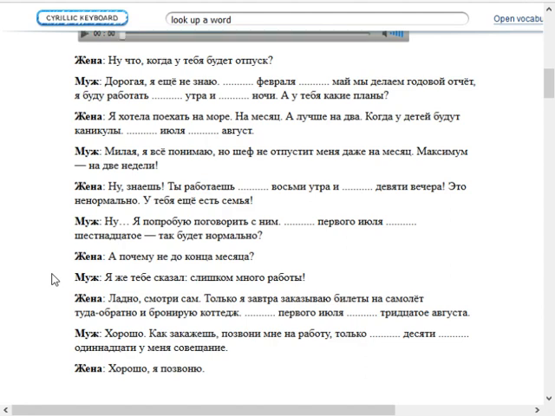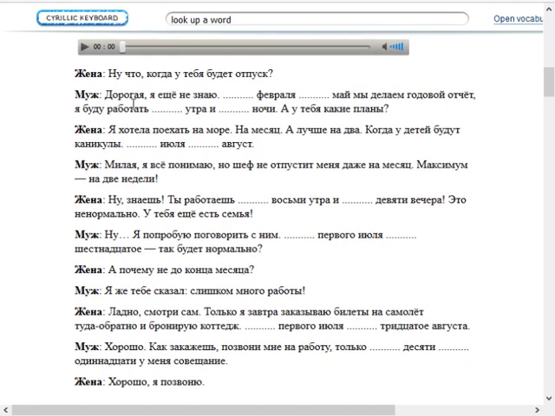Okay. Bit of marital tension, as often happens, but let's go ahead and see if we can translate this and fill in the blanks. So the wife says, Ну что, когда у тебя будет отпуск? So, well, what? When will you have vacation? Дорогая, я еще не знаю. Darling, I still don't know. С февраля по май мы делаем годовой отчет, я буду работать.